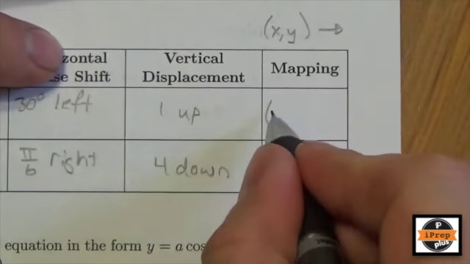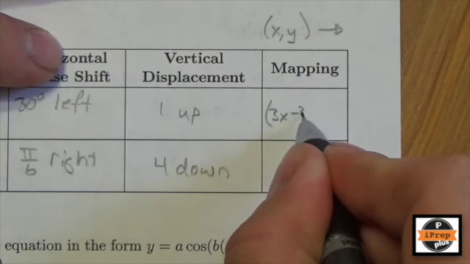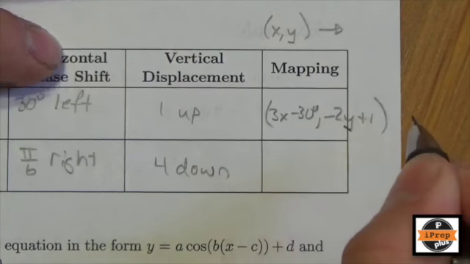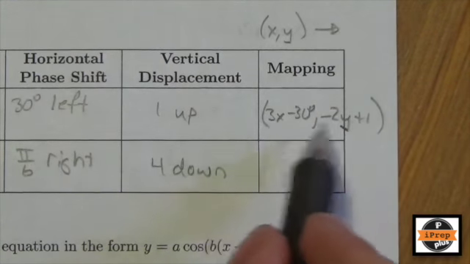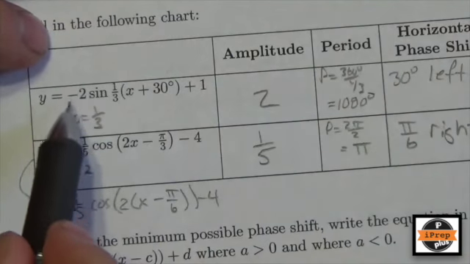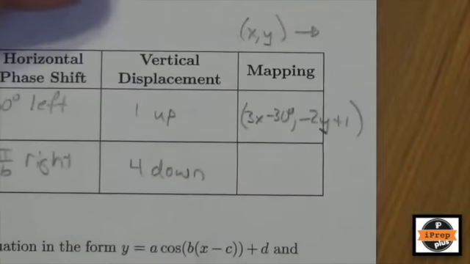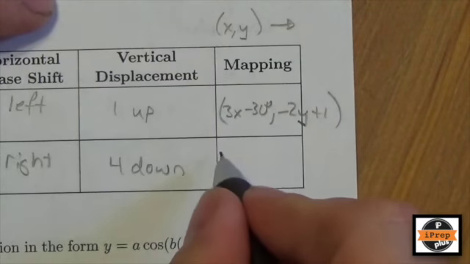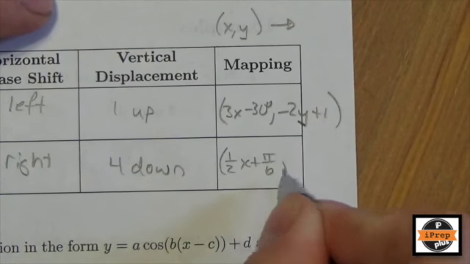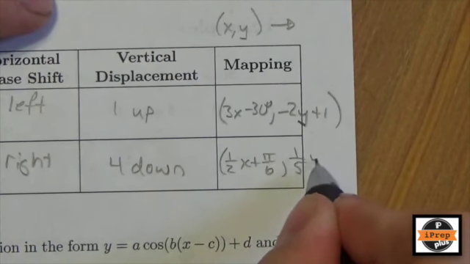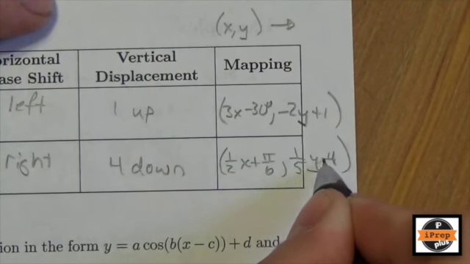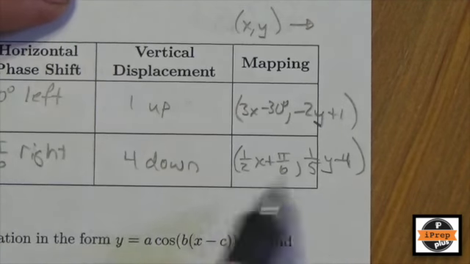Well, in this first case here, it's going to become 3x minus 30 degrees, comma, and this would become negative 2y plus 1. Now, the only thing that we haven't really discussed at this point here is that negative, but that negative is the result of the vertical reflection right here. In this next one here, this would become 1/2 x plus pi over 6, comma, 1/5 y minus, whoops, sorry, not minus 1, minus 4. And so that's the mapping.